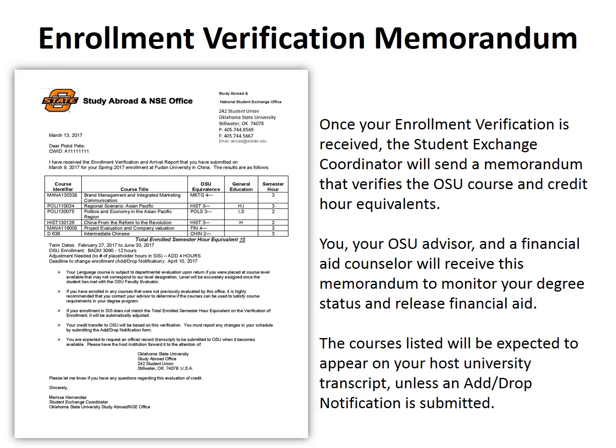Once the enrollment verification is received and processed, you, your primary academic advisor, and a financial aid counselor will receive a memorandum, which will confirm what the courses you are taking will count as at OSU. This will be known as your final schedule of record for that semester. Remember that how many credit hours you are taking and how the courses count towards your degree will impact the amount of aid you get.